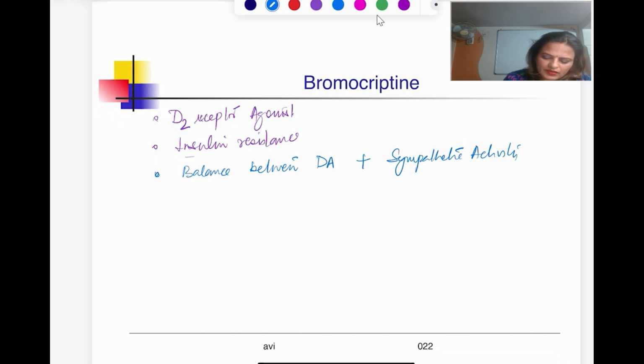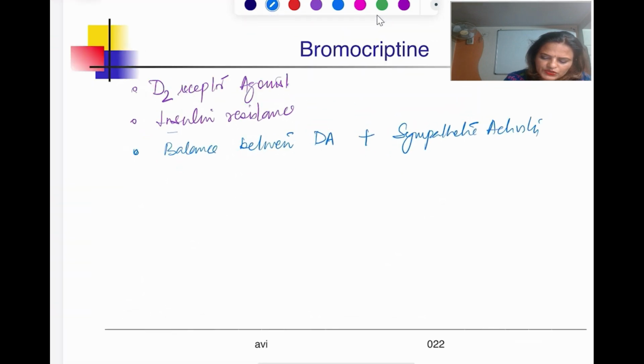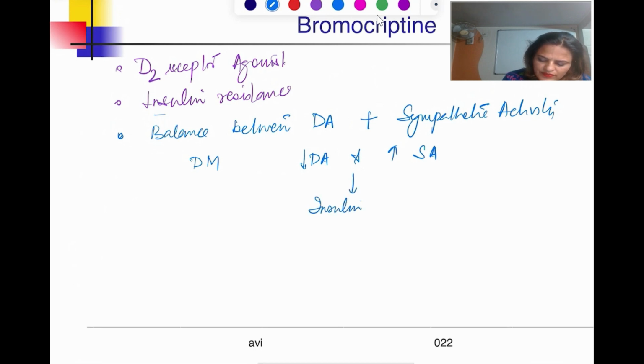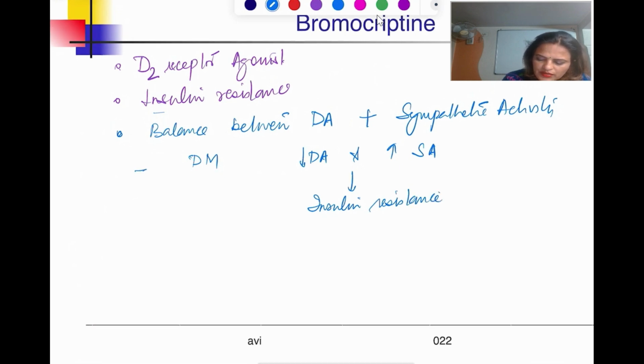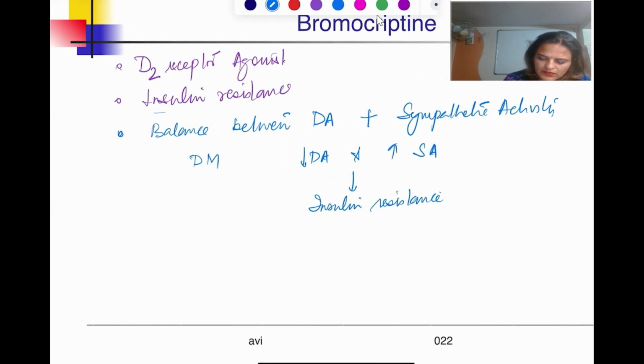What usually happens in diabetes is a decrease in dopaminergic activity and an increase in sympathetic activity, and this leads to insulin resistance, and this happens usually in the early morning.